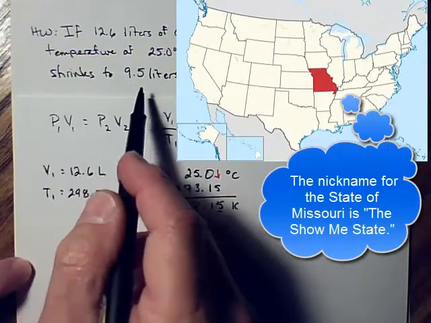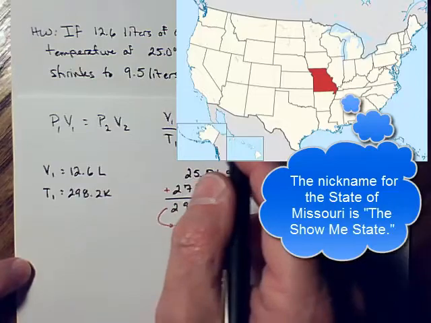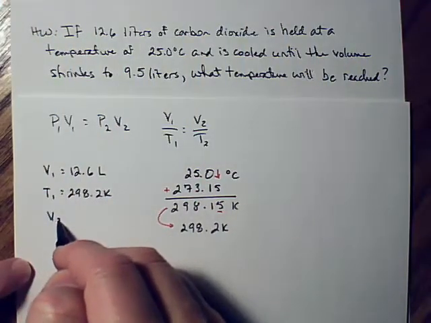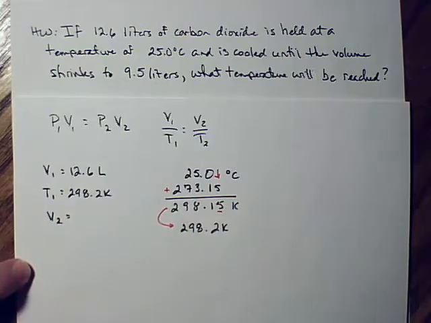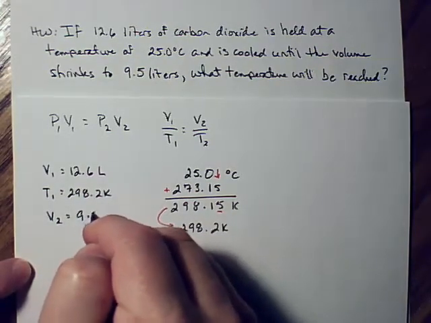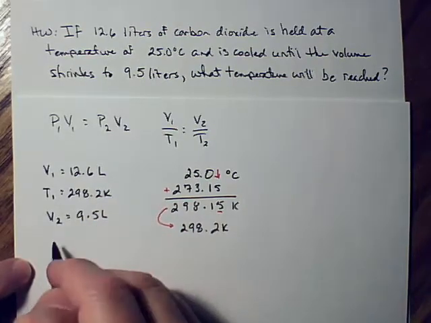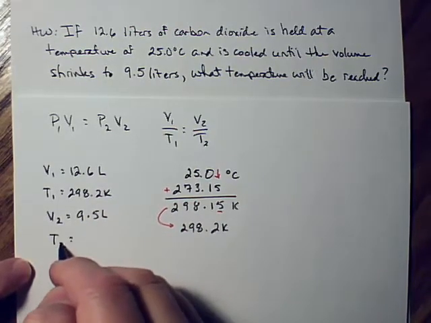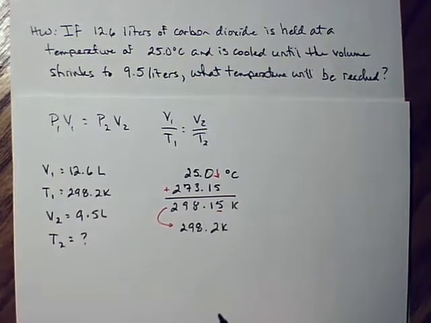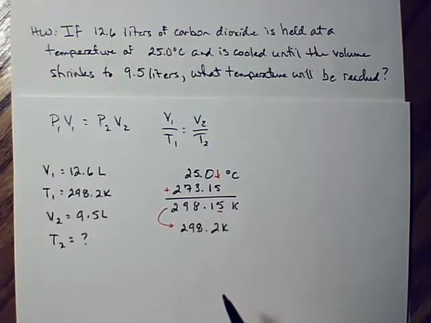Okay. And then it says this is going to be cooled now until the volume shrinks. So this is a new volume. You have to be able to read the problem and interpret what it's asking for or telling you about. We got 9.5 liters, and it asks what temperature we're going to have. Now the question doesn't say that you have to convert it back to degrees C. So if it doesn't ask you for it, you could just leave it in Kelvin.